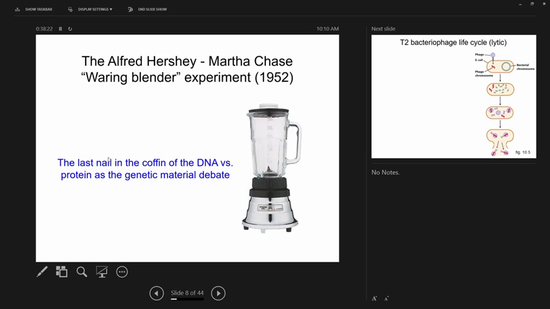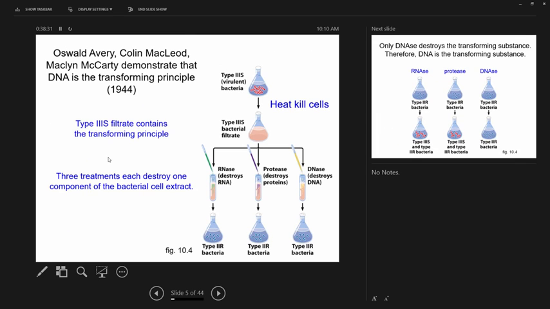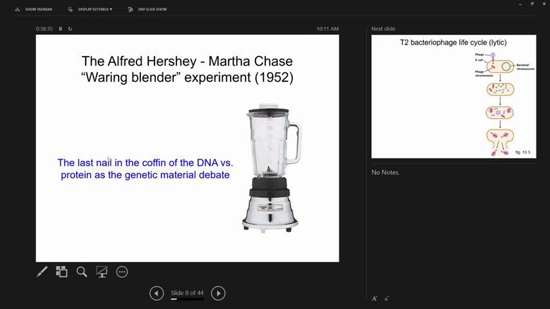All right, so this one is the final straw, the final experiment. So we went from 1928 to 1944. I mean, a lot of time passed, right? 1952. This is only 1 year before Watson and Crick published their structure of the DNA molecule.